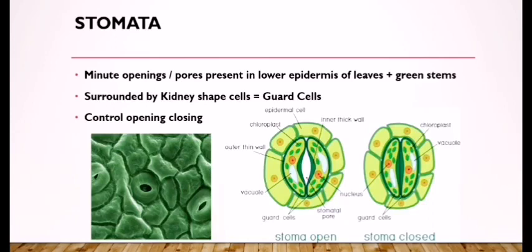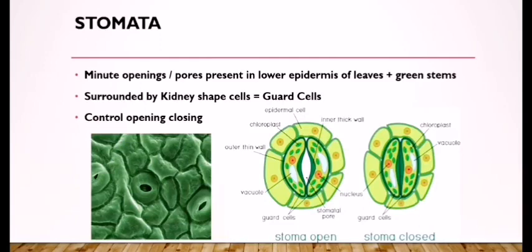Now we will start the most common topic, that is stomata. Stomata, you have learned, are minute openings or pores which are present in the lower epidermis of leaves and the green stem. If you see, a leaf has upper epidermis and lower epidermis. So stomata, if you see under the microscope, you will see minute openings, also called pores, and they are mostly present in the lower epidermis of leaves. So that is called stomata, and only the openings are called stomata.